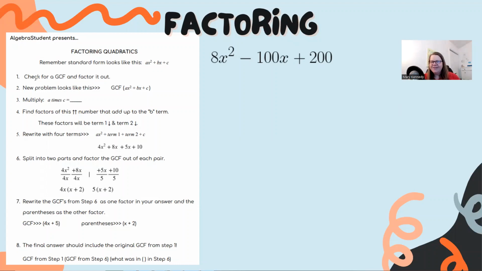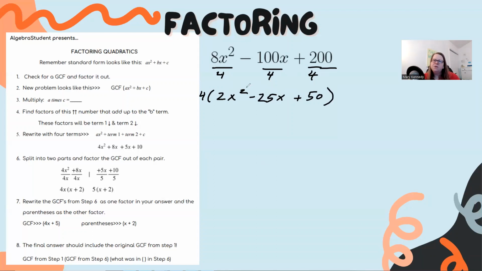Oh yeah, here we go. Step one, check for a GCF and factor it out. So you're thinking, what can you divide out of 8 and 100 and 200? What is the biggest number that they all have in common? And that would be a 4. So let's divide out a 4 from all 3 of these. And so we are left with 2x squared minus 25x plus 50.